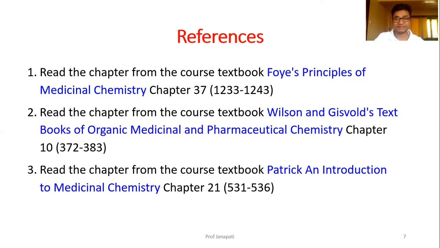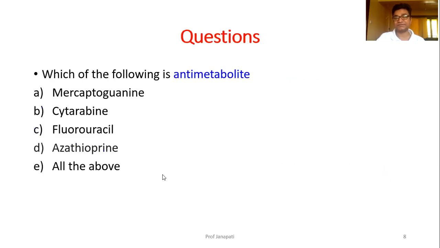So let us learn. These are the references which you can go and read, especially Foye's Principles of Medicinal Chemistry, Chapter 7, 5th edition, and Wilson and Gisvold, Chapter 10. I have given even the page numbers. You can just go and open that page and read. One more important book is Graham Patrick's textbook, An Introduction to Medicinal Chemistry, Chapter 21. Now, let us see some of the questions on what we studied till now on this topic.